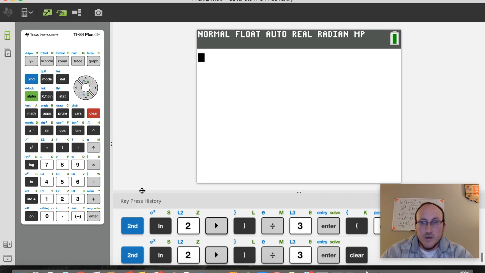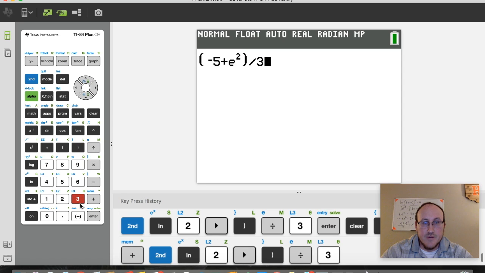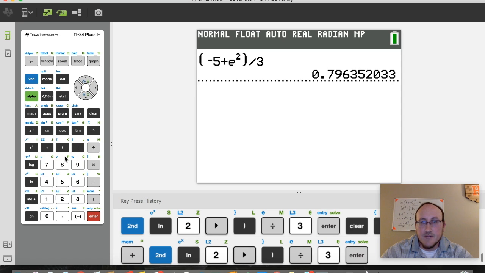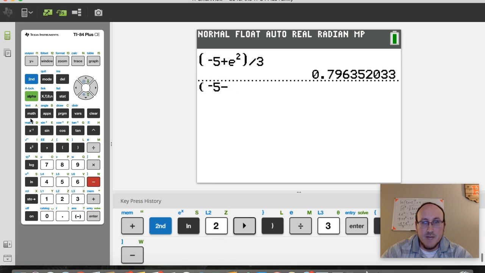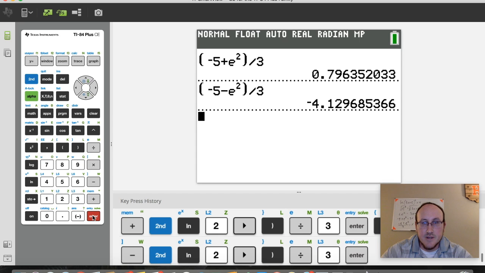So let's go ahead. Going to the calculator to evaluate, I need to do parenthesis negative 5 plus e squared, close my parentheses, divided by 3. And there I have one of my solutions, and then I need to work the other one with the minus: negative 5 minus e squared, out of the exponent, close my parentheses, divided by 3.